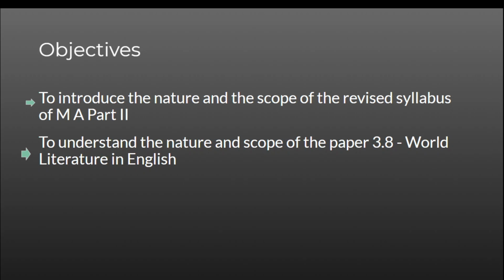The objectives of this session are to introduce the nature and the scope of the revised syllabus of MA Part 2. And the second objective is to understand the nature and scope of the paper 3.8, World Literature in English.